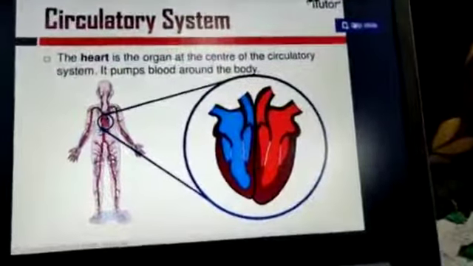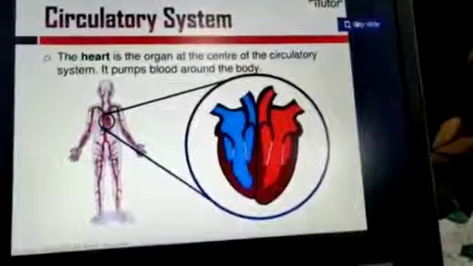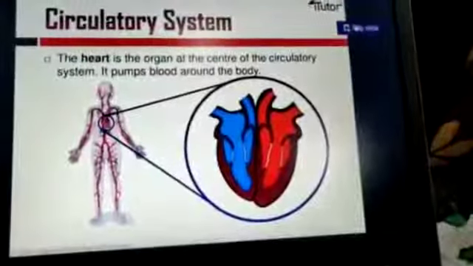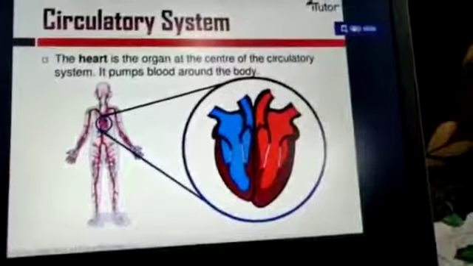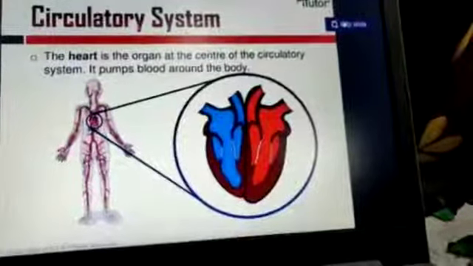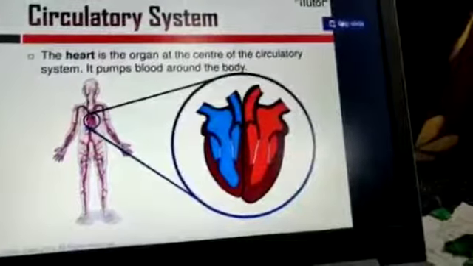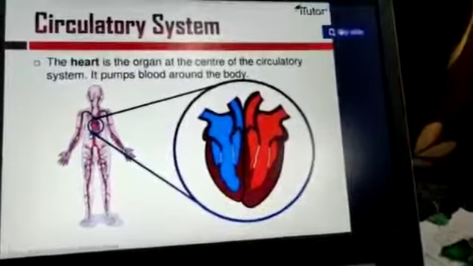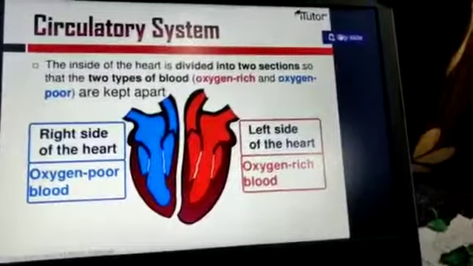Now the heart is the organ at the center of the circulatory system which pumps the blood around the body. Now what is the function? The first component of the blood circulatory system is the heart. And what is the function of the heart? The heart helps in pumping the blood to the body parts.